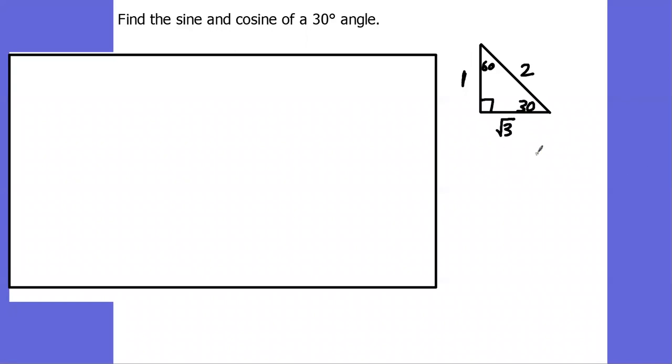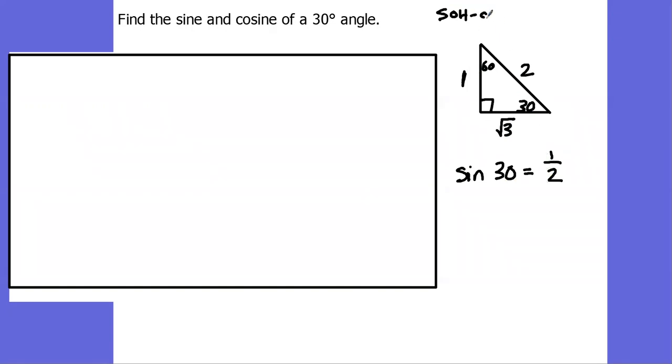All right, so the sine of 30. I'm just going to write down sine of 30. And 30 is right here. Sine is opposite over hypotenuse. That's the SOH part of SOHCAHTOA. So opposite would be 1, and my hypotenuse would be 2. So my sine of 30 degrees is 1/2.